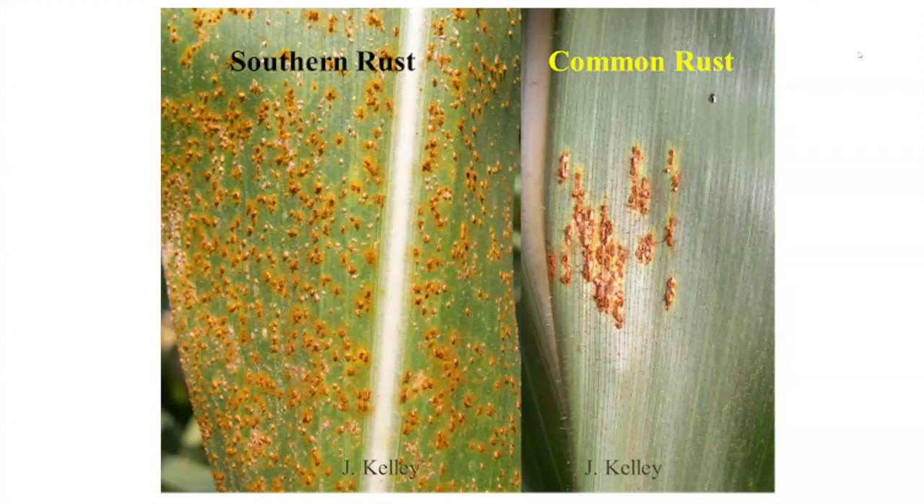But one of the other things that people will often look at is the back side of the leaf. And so here we have two top side of the leaf pictures. But if we were to look at the back of the leaf, we would see these same pustules for common rust. Southern rust tends not to form these pustules on the back side of the leaves. And so that's another way that we can differentiate these two rust diseases out in the field.